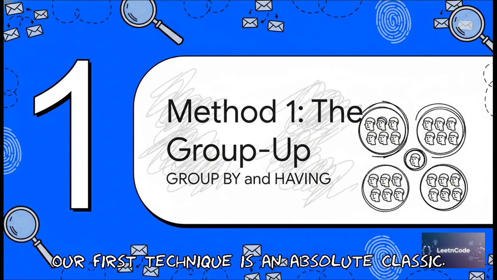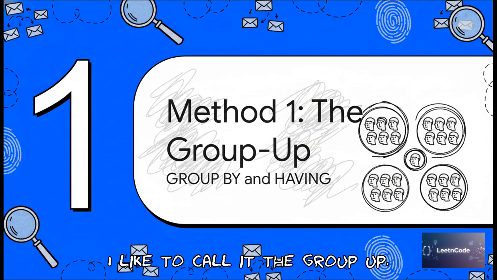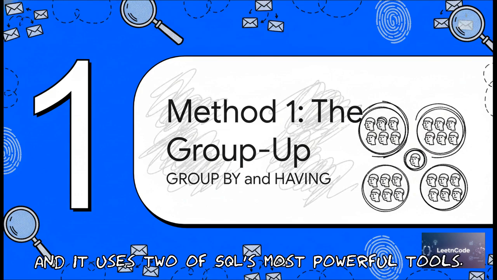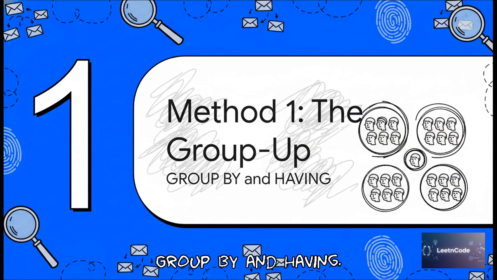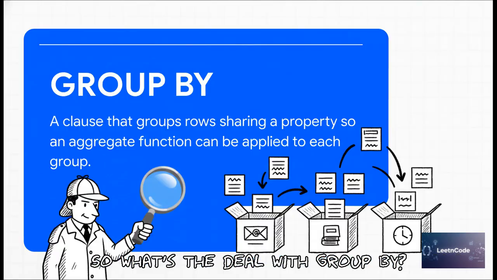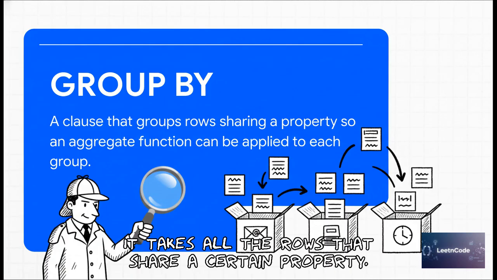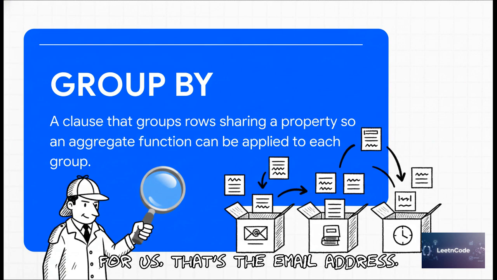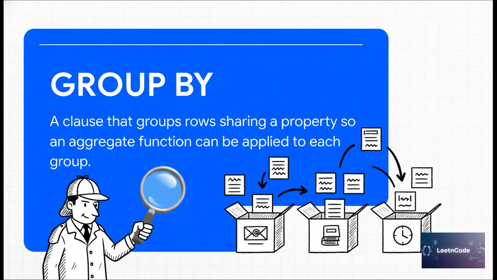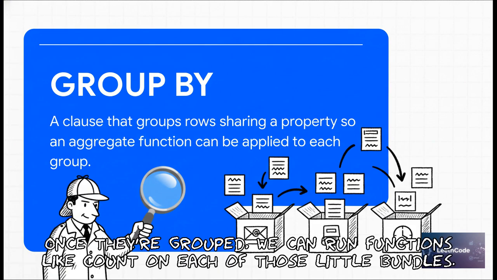Our first technique is an absolute classic. I like to call it the group up, and it uses two of SQL's most powerful tools, group by and having. So what's the deal with group by? Well, think of it like sorting your evidence into boxes. It takes all the rows that share a certain property, for us that's the email address, and it bundles them together into little groups. Once they're grouped, we can run functions like count on each of those little bundles.